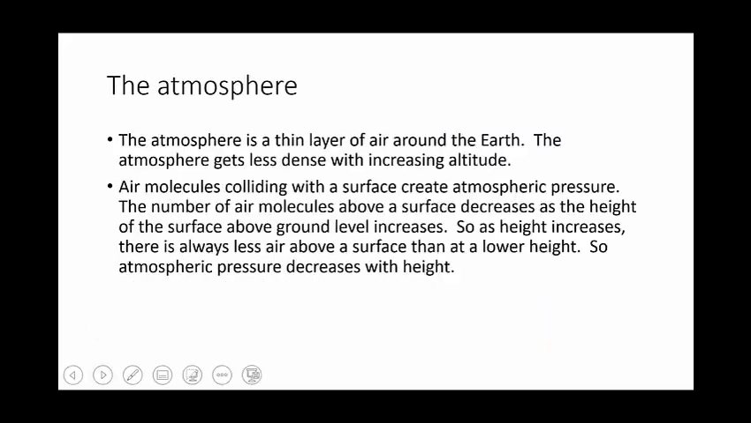Okay, the atmosphere is a thin layer of air that surrounds the Earth, and the atmosphere gets less dense as we go up in it. Okay, altitude is just the height above the Earth. Air molecules colliding with the surface create atmospheric pressure, and the number of air molecules above the surface decreases as the height of the surface above ground level increases. So as the height increases, there is always less air above a surface at that point than at a lower point. So the atmospheric pressure decreases with height. We've got fewer air molecules above that point the higher we go.